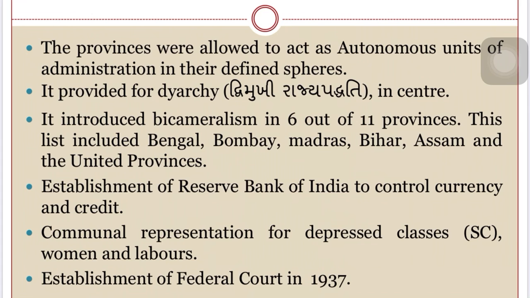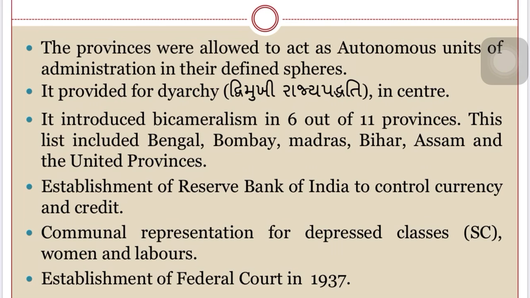Within that range, the provinces were autonomous, meaning they run themselves, self-governing. They are called autonomous units. So it provided for a dual system of government, dyarchy, at the center. So it introduced bicameralism in 6 out of 11 provinces. Provinces means, as I told you, a state, we can call them a state now.